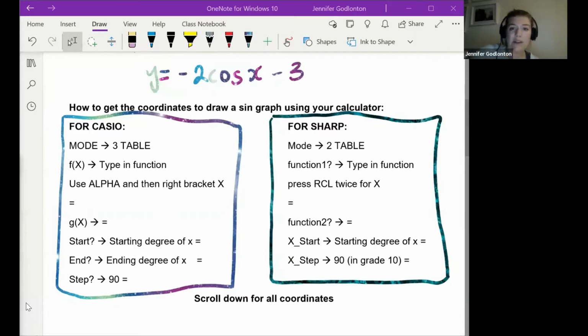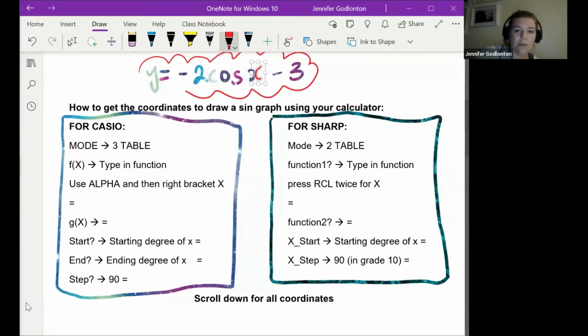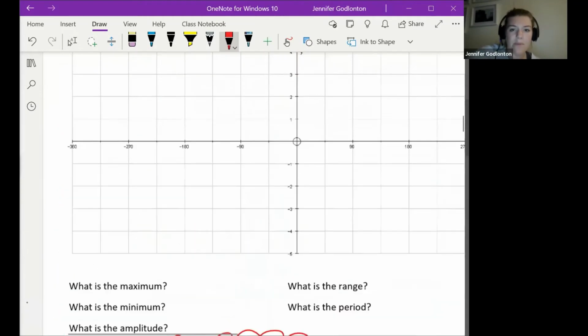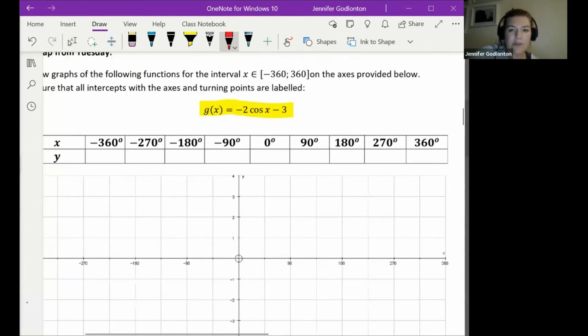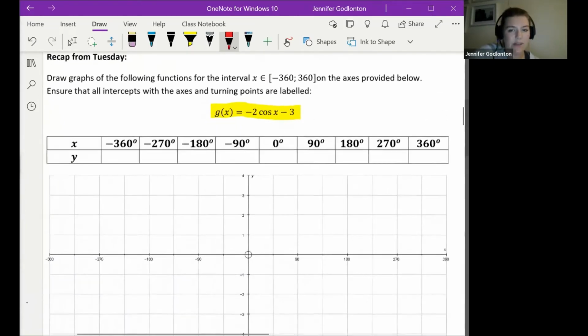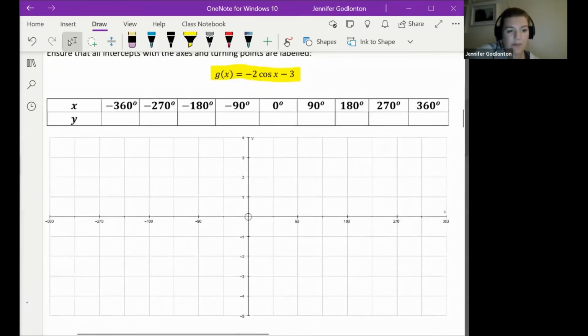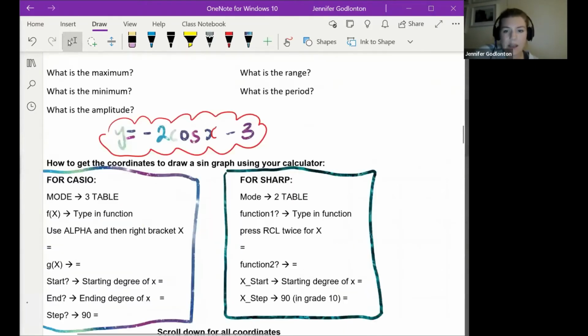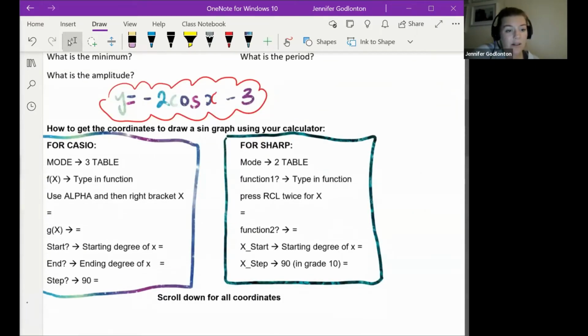So the question is just to sketch this graph from negative 360 to positive 360. So from negative 360 to positive 360. So it's RCL, not RDL.